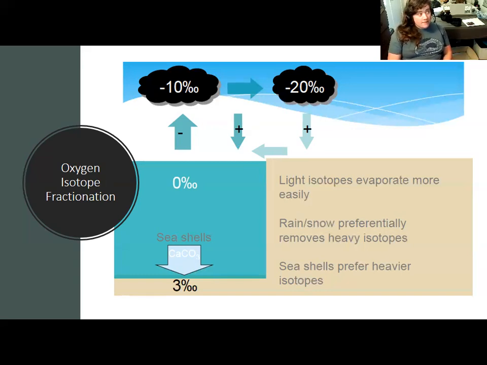Now, when organisms make shells, remember, they are building them out of calcium carbonate, and carbonate, like water, has oxygen in it. And we can look at the ratio. This, I don't know why it's so light here, but this shows that you have calcium carbonate forming in the ocean. Now, when organisms make shells out of calcium carbonate, they prefer the heavier isotope because carbonate formation is the formation of a solid. So that removes the heavier isotope from the ocean.